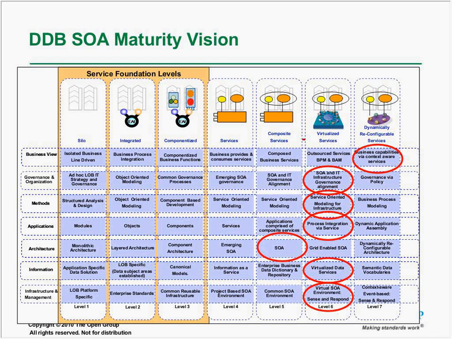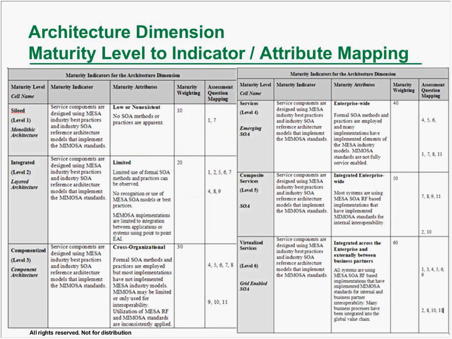So as you see here, and we'll go back. I thought there were little red circles here. We have the architecture dimension in the model that's been updated now with our new maturity indicators and our new maturity attributes, which lead us to determine what SOA maturity level our organization is able to achieve. And if we look at SOA, or level 5, again, maturity indicators, service components are designed into MESA industry best practices and industry SOA reference architecture models that implement the MIMOSA standards.